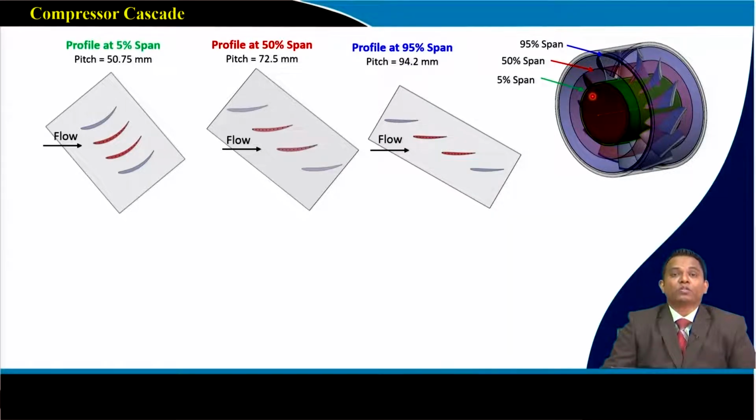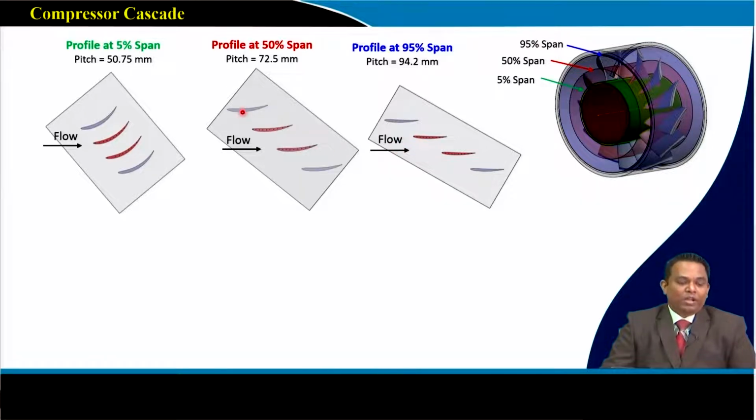Let me introduce a parameter we have also discussed earlier, called pitch. The pitch of this blade is defined as 2 pi r divided by z. The distance between these two blades is called the pitch of my blade. Here, this is my pitch of cascade. If I am moving to 95% span, we will have this kind of configuration. The arrow shows my flow direction.